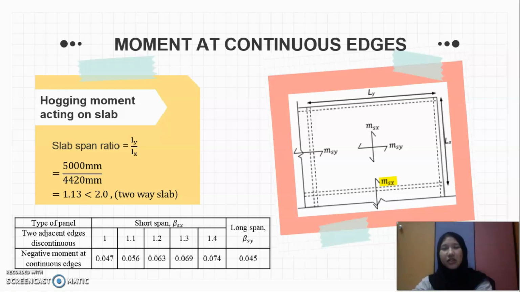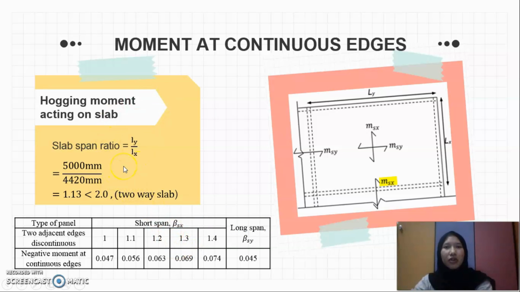Hi, my name is Application of Numerical Methods, and I will present how to calculate the bending coefficient that we use in the formula of the moment at continuous edges by using the Lagrange Interpolation method. Bending moments are acting on the slab at the continuous edges, and we need to calculate m_x. This is the table of the bending coefficient that we can get in the university.